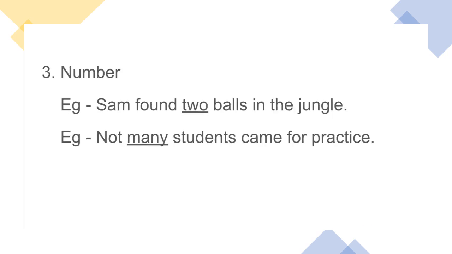And number 3 we have number. In number we all know 1, 2, 3. They're all countable nouns. So let us look at how you describe it with an adjective. Example, Sam found 2 balls in the jungle. Remember, balls, they can be 2 or 3. So here, in order to specify it, we use a number, that is 2, which is countable. Another example, not many students came for practice. In this example we use many, so they can be 10 or more, so it is uncountable. So either way we use number adjectives for countable and uncountable nouns.